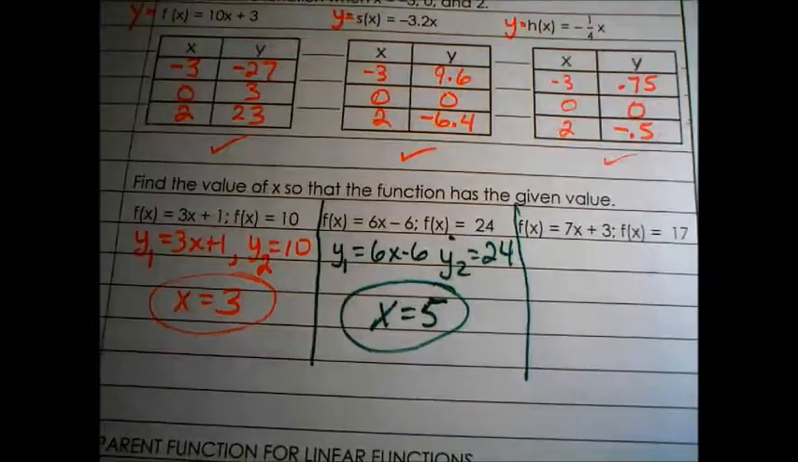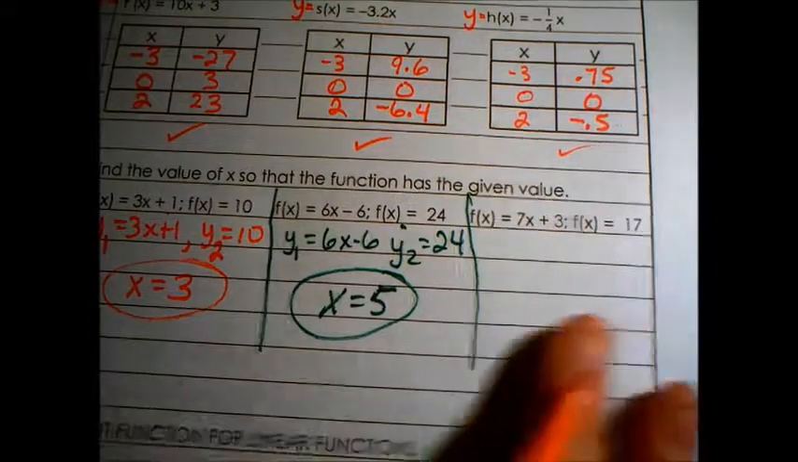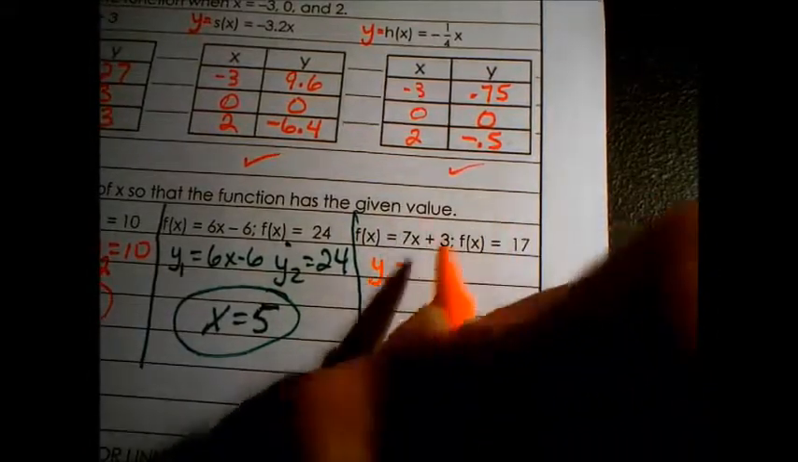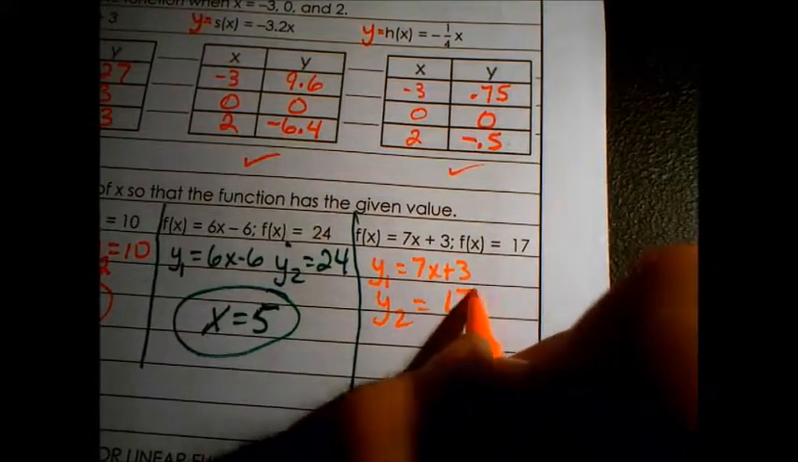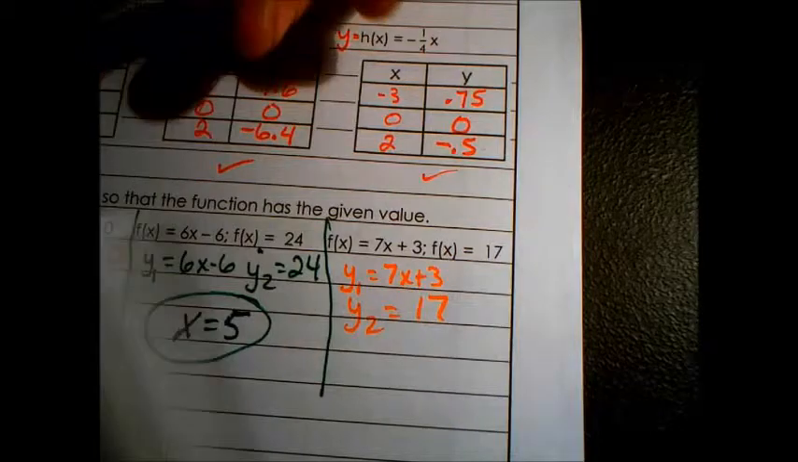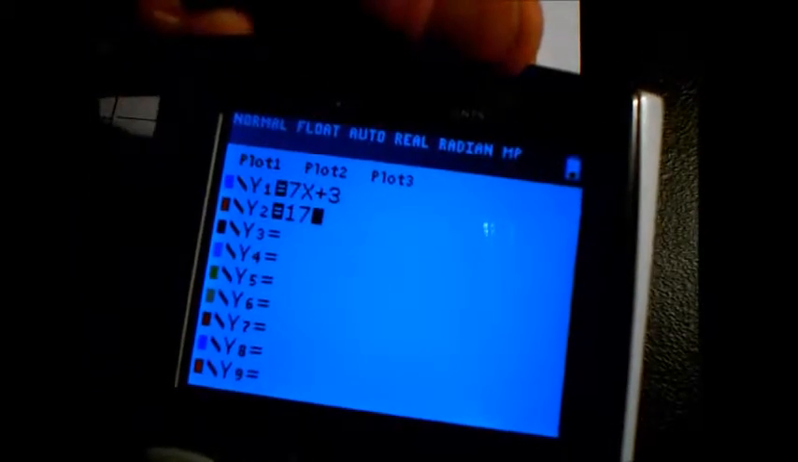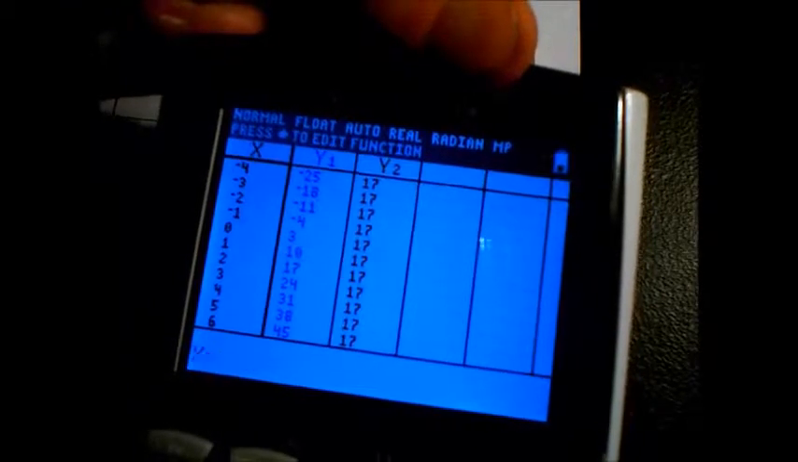Hopefully this is getting easier for you to do this table stuff. Okay, let me change colors one more time. I have y1 is going to be the 7x plus 3, and then y2 is going to be the whole number of 17. So y equals 7x plus 3, and then y2 is going to be 17. I'll go to the table, and there is my 17, and the x is 2.